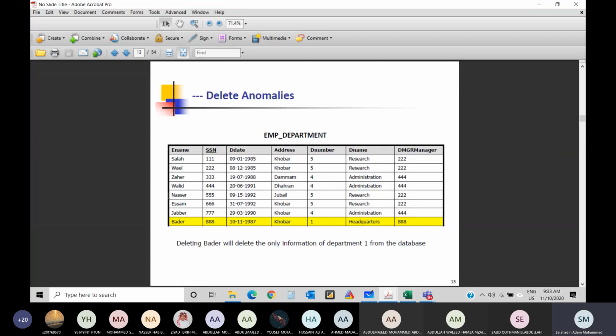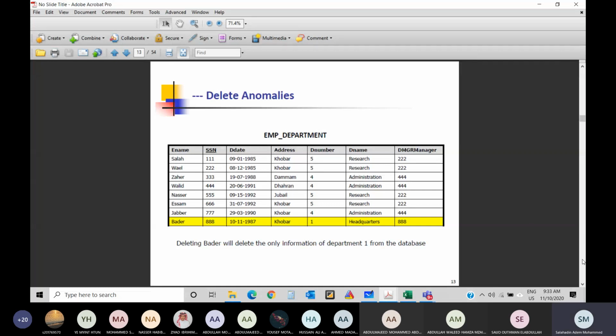So sometimes if you are deleting a row and that row contains the only information that is in the database, tough luck, you're gone. Goodbye. So this will create a problem for you. So bad design is a lot of problems.